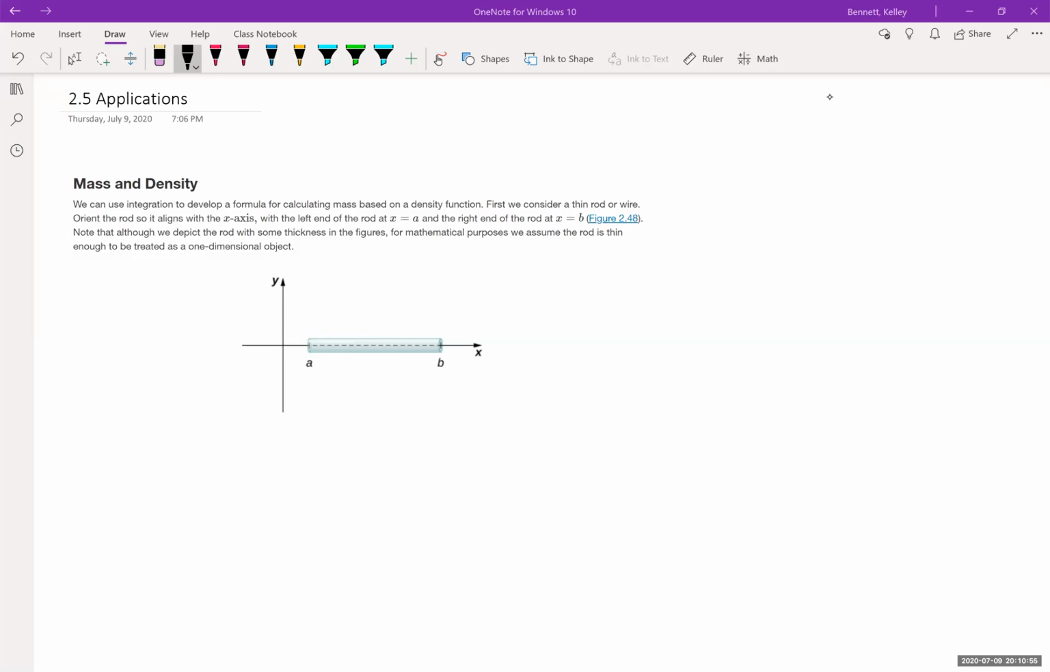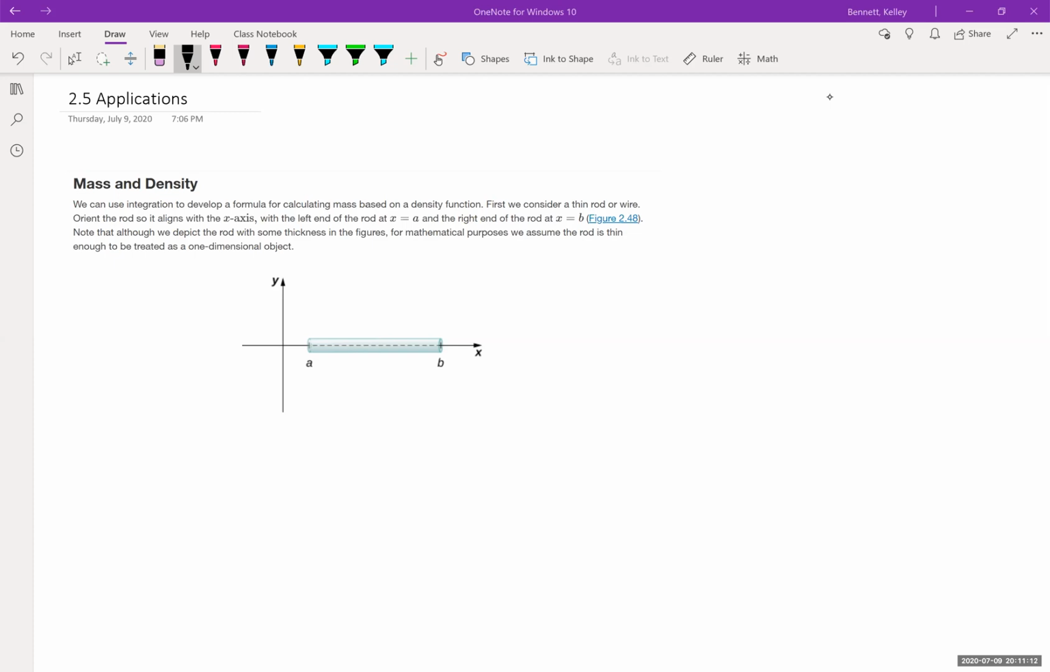Hey everyone, welcome to the lecture on section 2.5 for physical applications of integration. So we're going to do two different things. We're going to do mass and density, and then we're going to go into work.